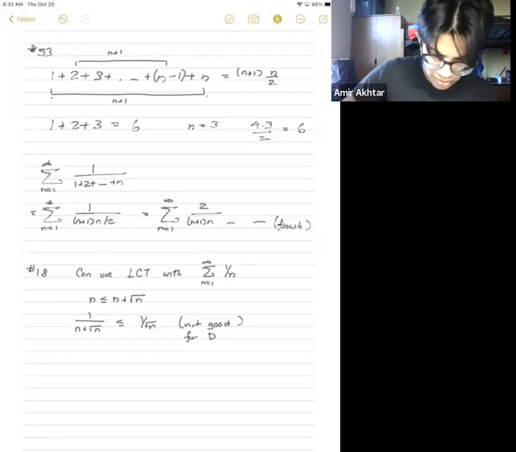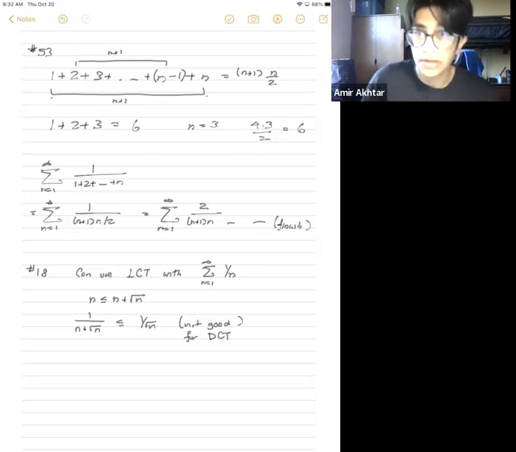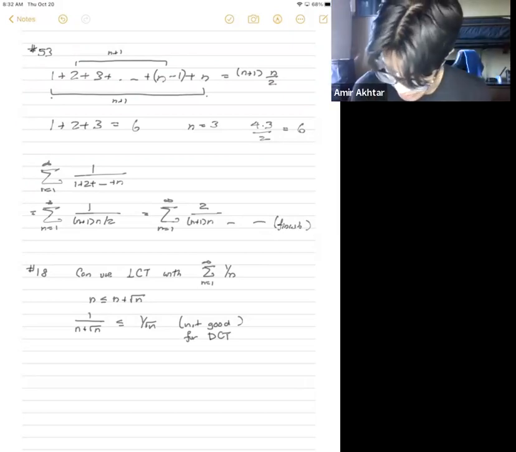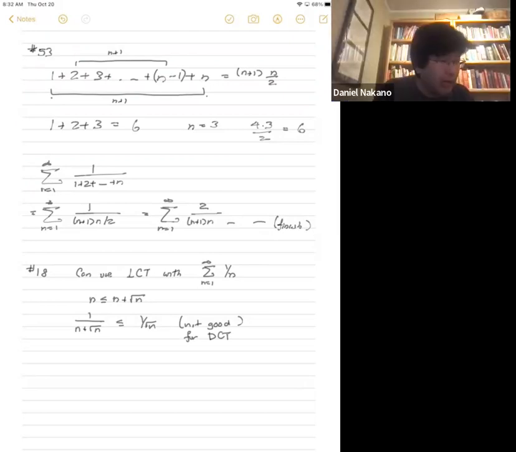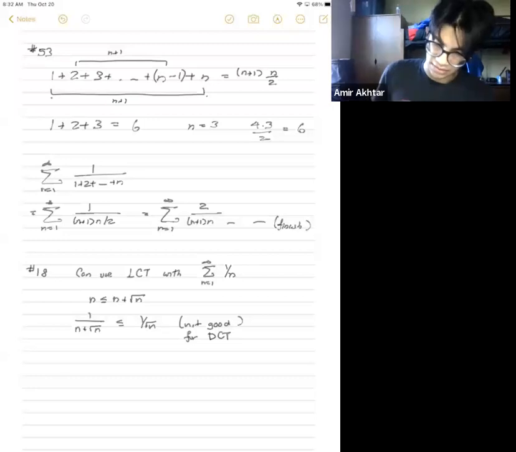Any questions? For number 8, could I use the direct comparison test for this one? Could you just compare it to 1 over n to the 1/2? You can. There are probably various ways to use direct comparison, but yes, you can use the direct comparison test for this one. Okay, then I think that's it for me.